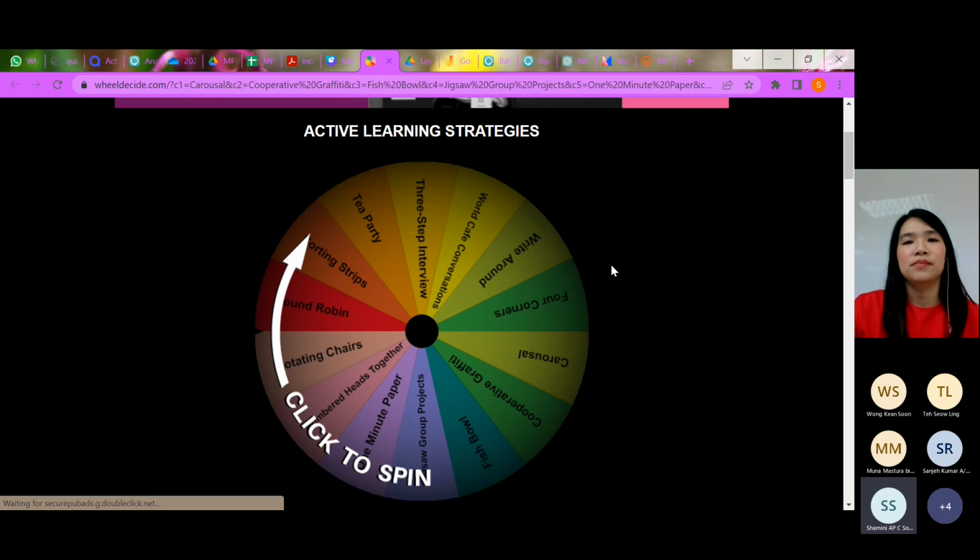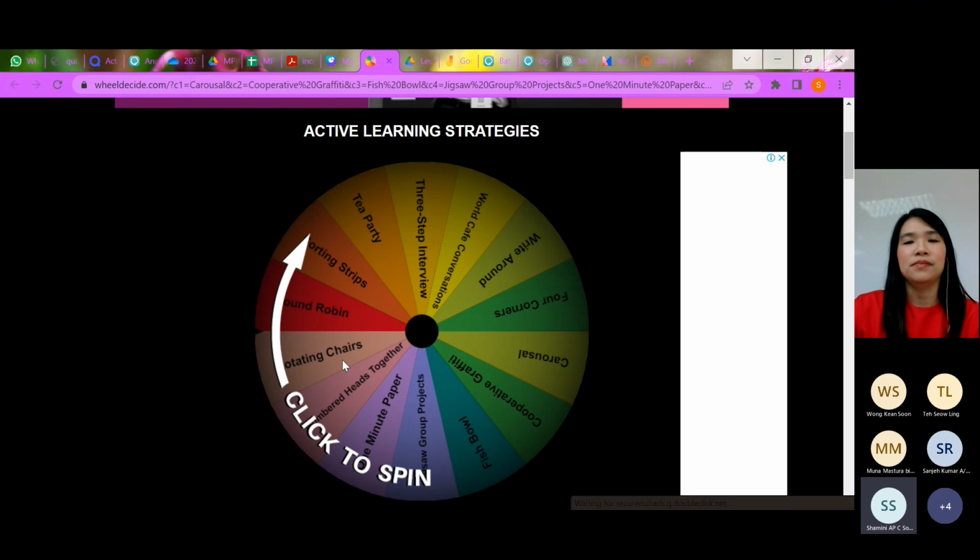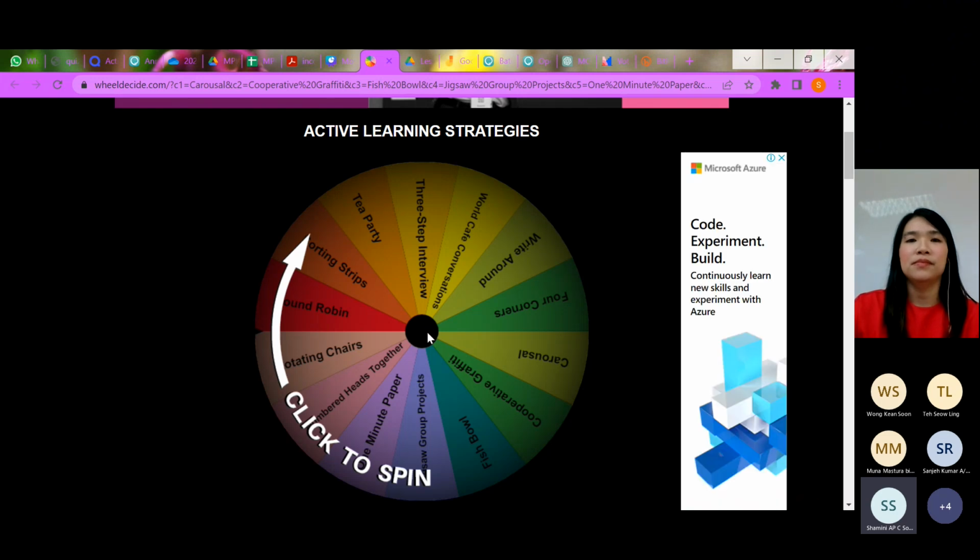This is one of the active learning strategies that we call jigsaw puzzle. But it's okay. The jigsaw puzzle is also one of these, so we can try to implement this here and see how it works. Okay. So first of all, Miss Wendy, can you call a name so that you don't have to toggle between both?